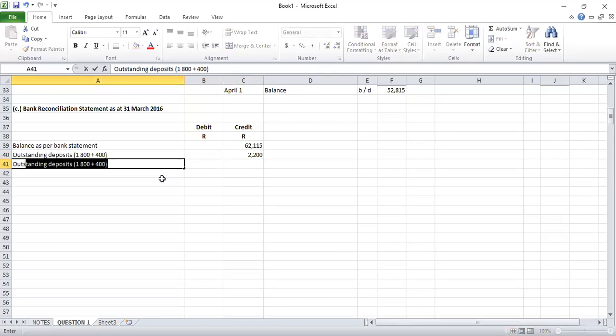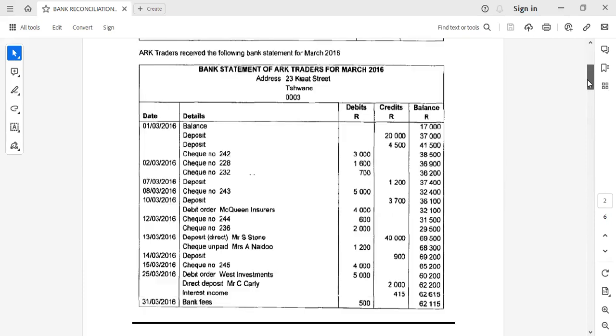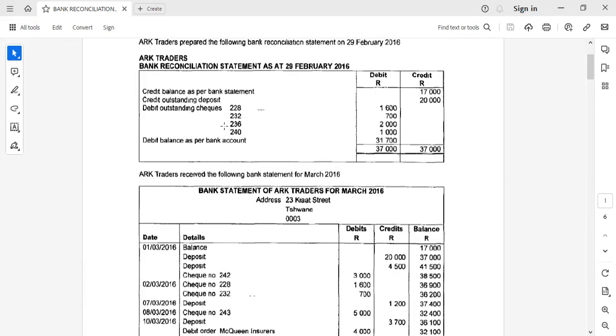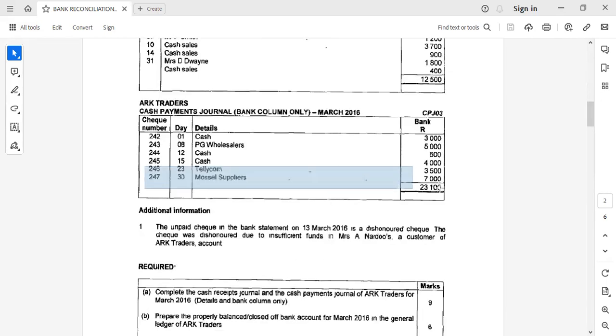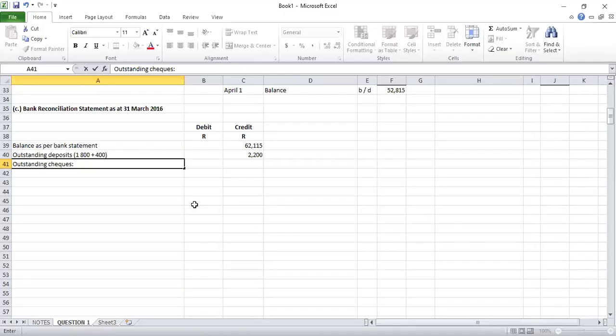Right, then we've got outstanding checks. We have the ones from last month. We had these 240. Remember it didn't appear on the bank statement, so that means it's still outstanding, for 1,000. And also we found that these ones also did not appear. So we'd say 240, it's for 1,000. These ones, they go on the debit side. Outstanding checks will always be recorded on the debit side.